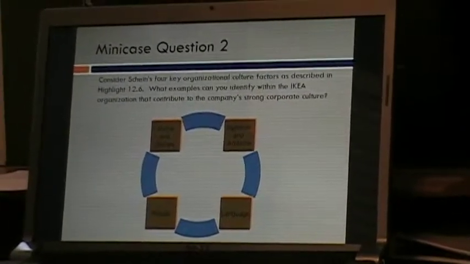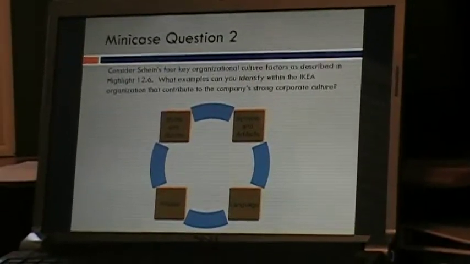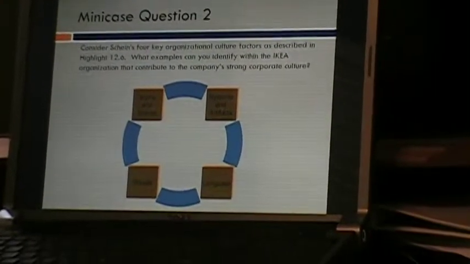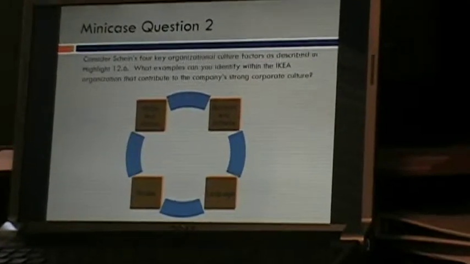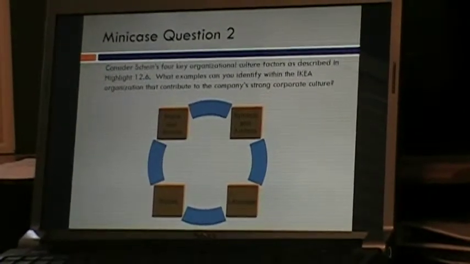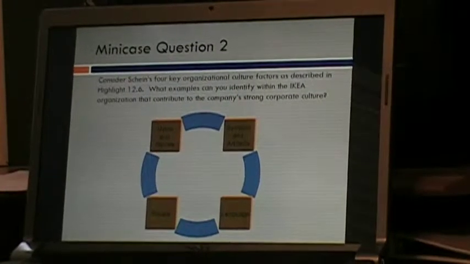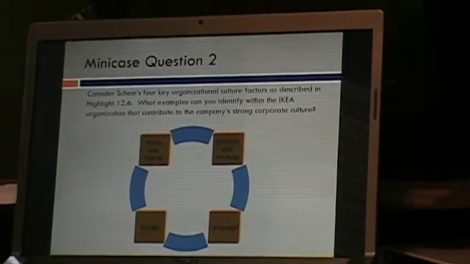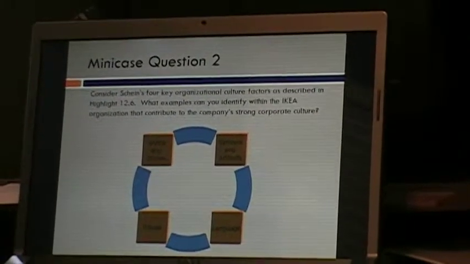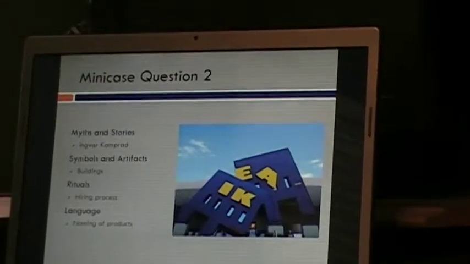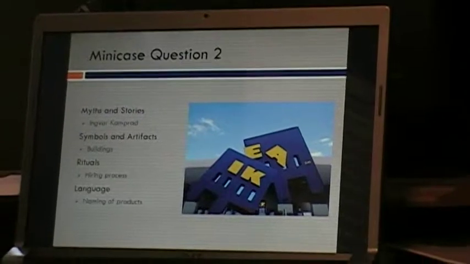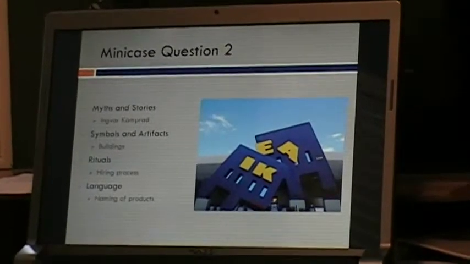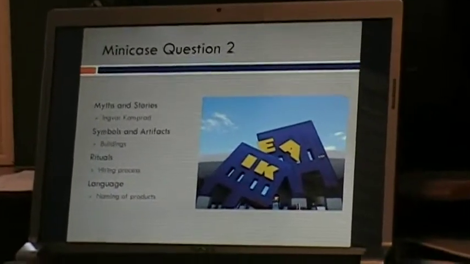Minicase question number 2. Consider Shine's 4 key organizational cultural factors as described in highlight 12.6. What examples can you identify within the IKEA organization that contribute to the company's strong corporate culture? The first factor in Shine's 4 key organizational cultural factors is myths and stories. Myths and stories are the tales about the organization that are passed down over time and communicate a story of the organization's underlying values.